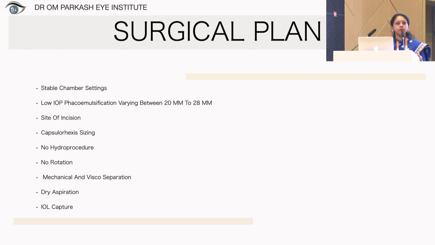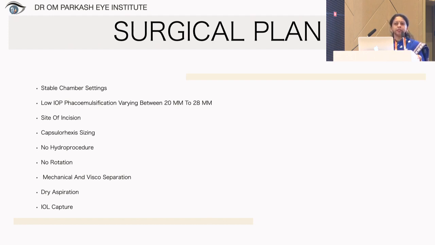We are going to use lower IOP settings, which will vary between 20 to 28 millimeters of mercury. The site of incision: how do we plan it? We have to take a look at the direction of the tear. Here, when the direction is diagonal, our site of incision should be 90 degrees to the axis of the tear. In PPC, hydro procedures should not be done.